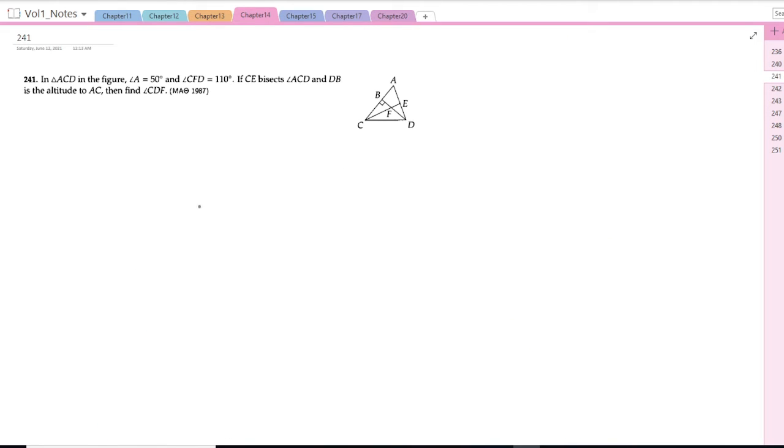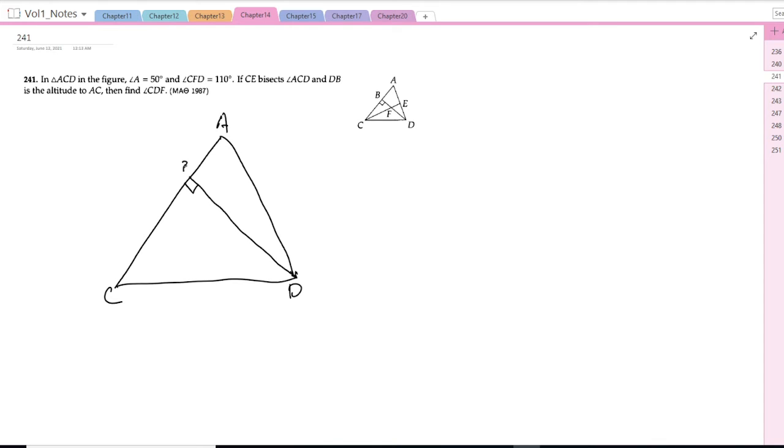Move on to solve question number 241. In question number 241, we have ACD is a triangle, and we have the BD is a right angle, and the CE is the angle bisector. And we know the angle A is 50, the CFD is 110, the CE is the bisector, and the DB is the altitude to the AC. Find the angle CDF.